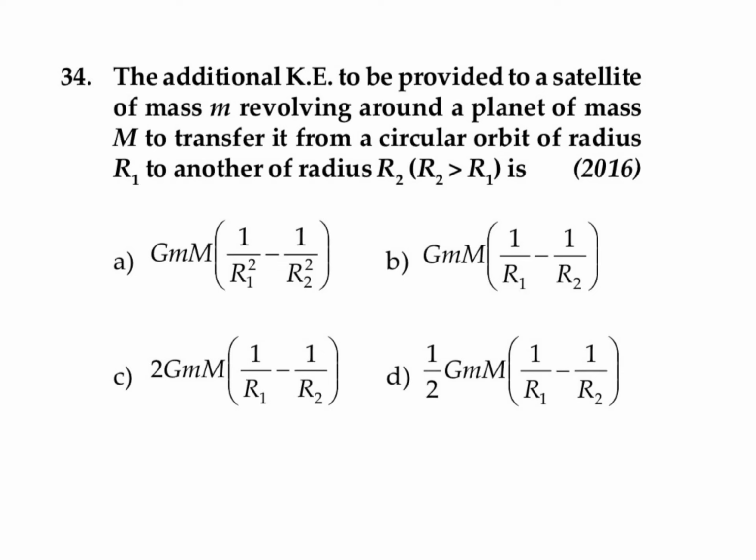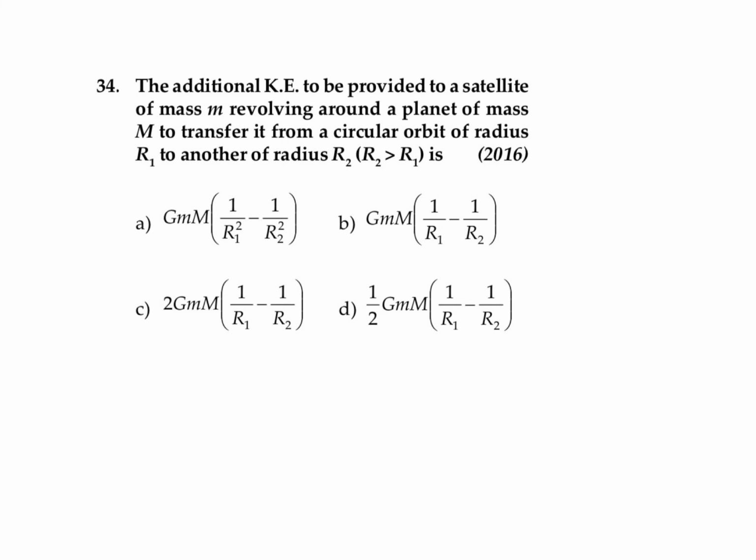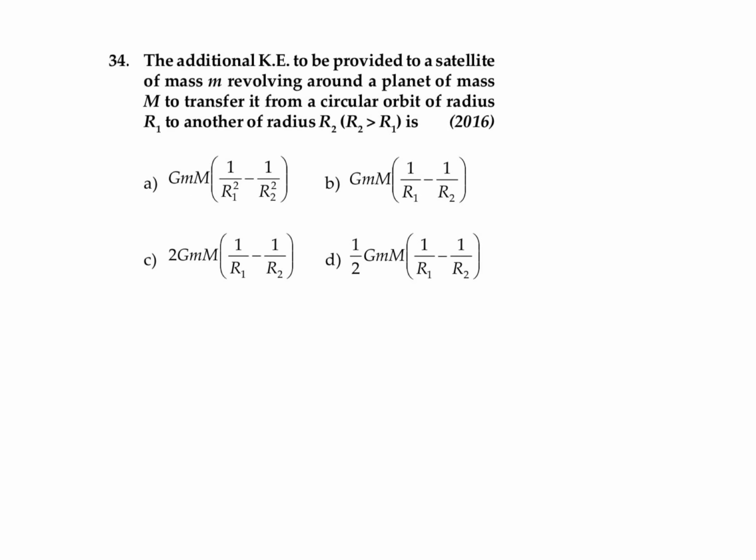The additional kinetic energy to be provided to a satellite of mass m revolving around a planet of mass M to transfer it from a circular orbit of radius r1 to another of radius r2. So here we can write that r2 is greater than r1. So we can just find out the value of the energy required.